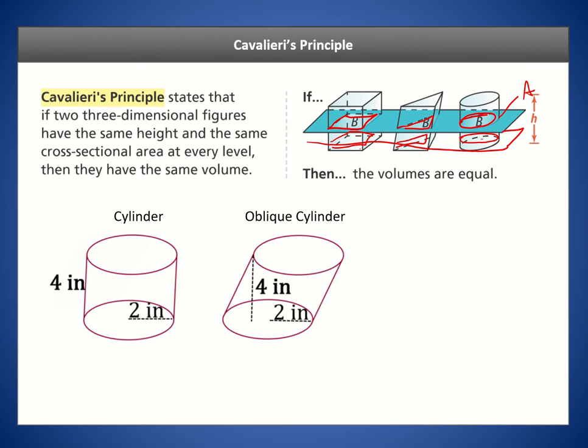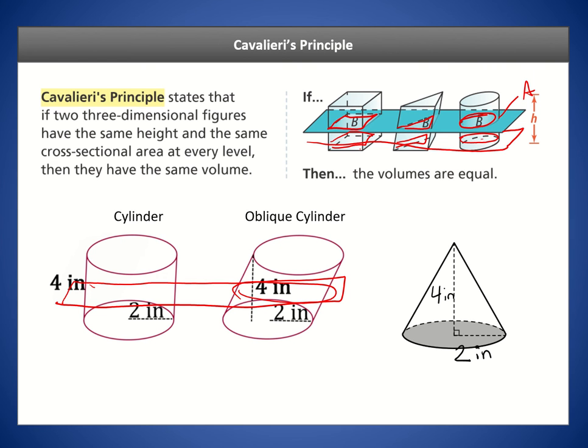All right, so here's an example. We can use Cavalieri's Principle for shapes with different cross-section shapes, but we can also apply it to those with similar shapes. So for example, we have a right cylinder and we have an oblique cylinder. They have the same height, and if we were to draw the cross sections, they would both be circles with the same dimensions, and therefore the circles have the same area, and with the same height, the cylinders have to be the same volume. So that would be an example of Cavalieri's Principle.